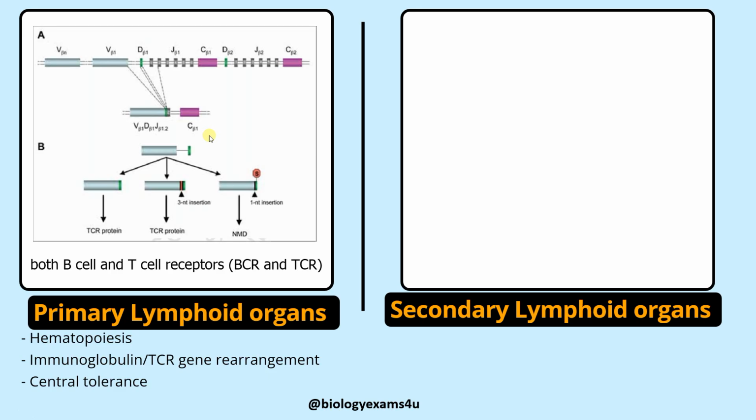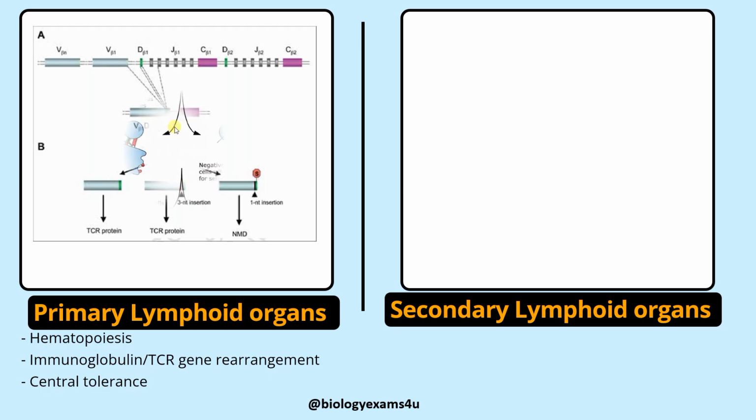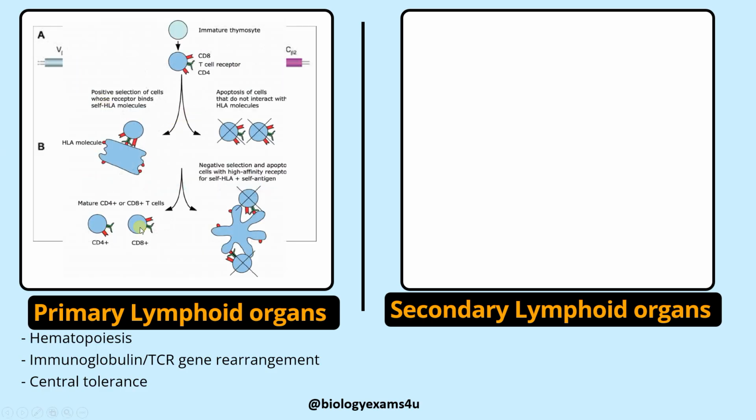And third function is central tolerance, which is a fundamental immunological process that eliminates self-reactive lymphocytes during their development, preventing autoimmune response. So as you see here, in this case, this mature T cell has high affinity for self-antigens, so that these T cells are selected and destroyed by apoptosis or programmed cell death. This mechanism ensures immune cells do not attack the body's own tissues.